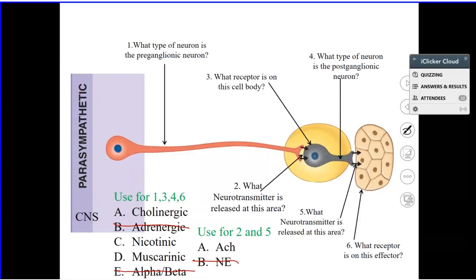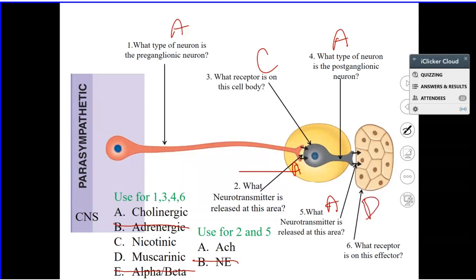Okay, so number 1, what type of neuron is the preganglionic neuron? Cholinergic. That leads us directly to number 2, what neurotransmitter is released? That's your only option. What receptors are always first that like ACH? And then what type of neuron is that postganglionic neuron? Cholinergic, because it releases what? ACH. So it might have been easier to answer 2 and 5 first to help lead you for 1 and 4. Now what receptor likes ACH that's second in the pathway?